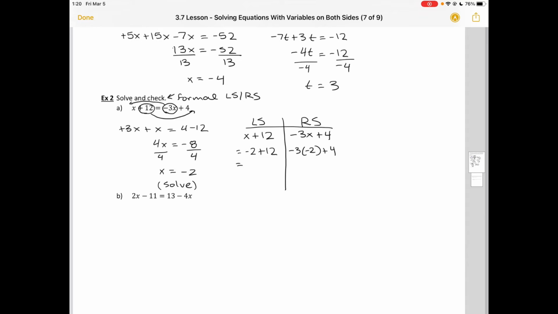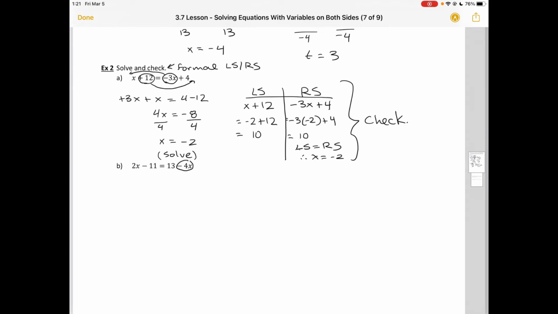And then I'm going to evaluate both sides. So when x is equal to -2, my left side is 10. When x is equal to -2, my right-hand side is also 10. So my left side is equal to my right side. Therefore, x is equal to -2. This is the part that is considered to be a check.